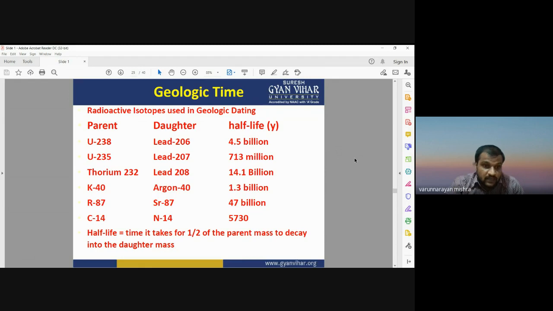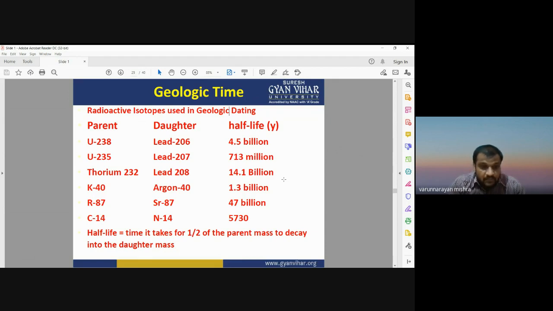Uranium 235 will be converted into a different isotope, a different element, and that will take 713 million years. Thorium has a different half-life. Krypton, rubidium, cesium are all radioactive elements, and the daughter elements are isotopes of the parent element, having different atomic numbers and different names.